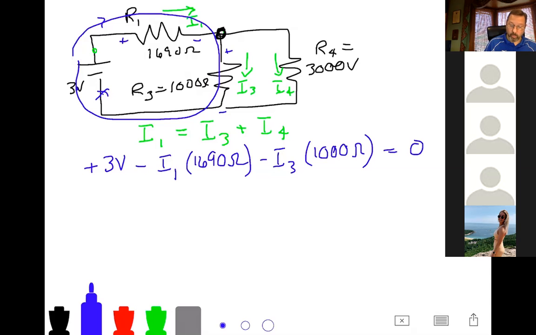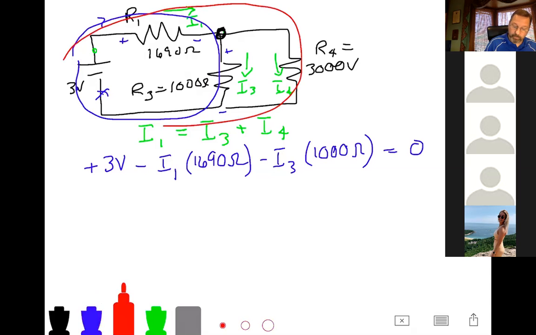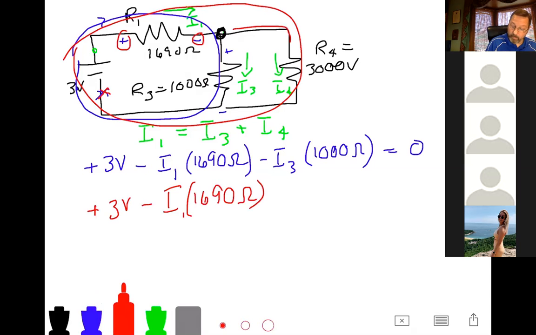Okay, one more equation. I'm going to pick another loop. We'll do this one in red. And here's my outer loop right here. And I'm going to use the same rule. Okay, I'm going to go starting from right here again, plus 3 volts, minus I1 times 1690, again, minus because I'm going from the high side of the resistor where the higher potential is to the lower side. Only this time now I'm going clockwise around. I go to I4, so minus I4 times 3,000 ohms is equal to 0, okay?